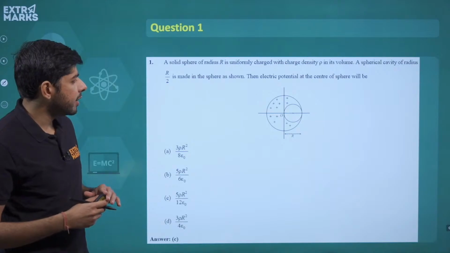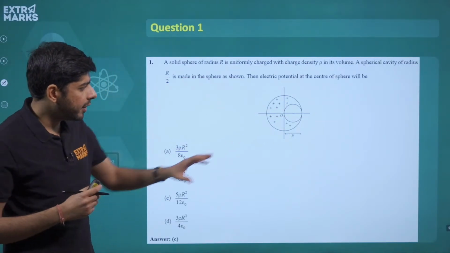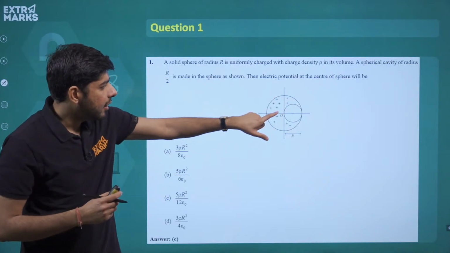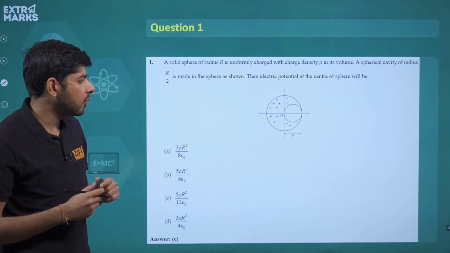Okay, first question, this was in the NEET minor test 3. What it is saying is: find the potential at the center of the sphere. If you look at the diagram, this is my sphere, a complete sphere, but this part is cut out. So how do we solve this one?